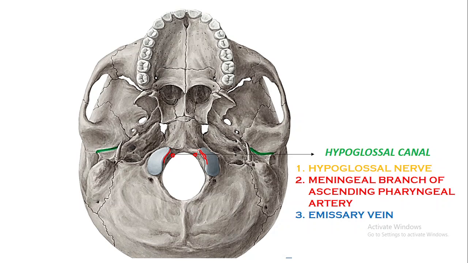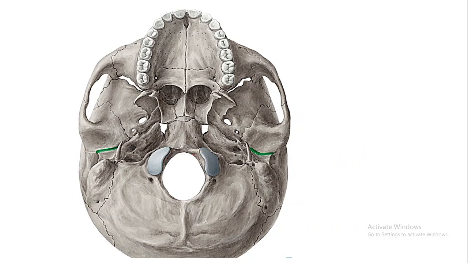Then the significance of this hypoglossal canal is in cases of tumor, trauma, or infection. If it affects the unilateral canal, then there is deviation of the tongue to the affected side and atrophy on that side. And if both canals are affected bilaterally, then severe atrophy and difficulty in speech and swallowing will occur. So this is the hypoglossal canal.